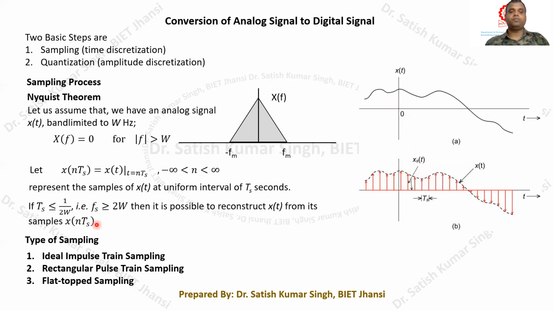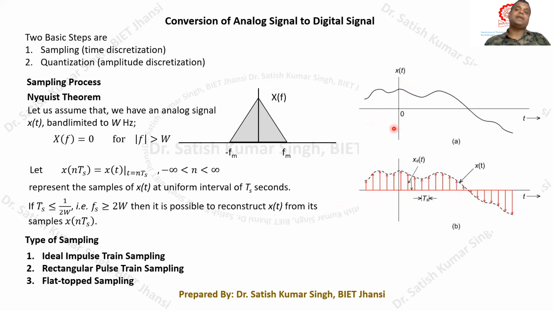What Nyquist says is that if this time interval of taking the samples, or sampling time, is less than or equal to 1 upon 2W, or we can also say, with sampling frequency fs defined as 1 upon Ts, if the sampling frequency fs is greater than or equal to 2W, where W is the bandwidth of the message signal, then it is possible to reconstruct x(t) from its samples x(nTs). So if fs is greater than or equal to 2W, only then can these samples be used for reconstructing the original message signal.